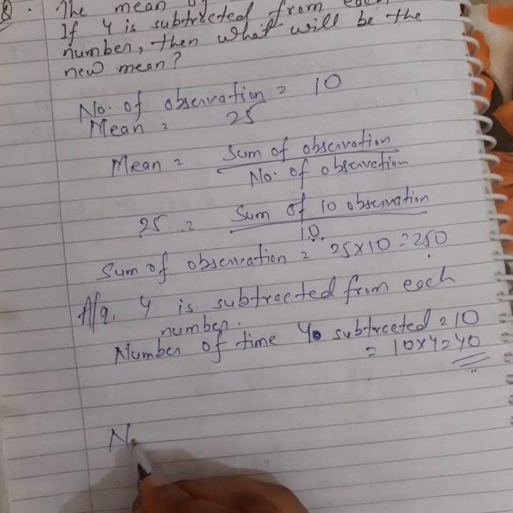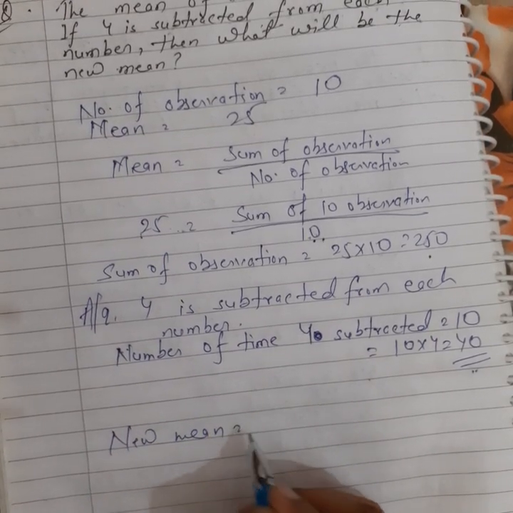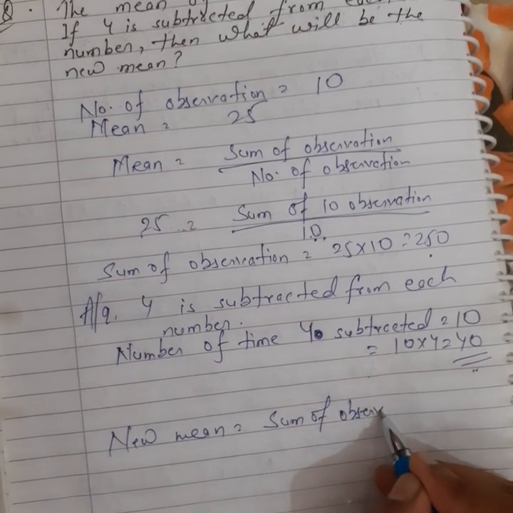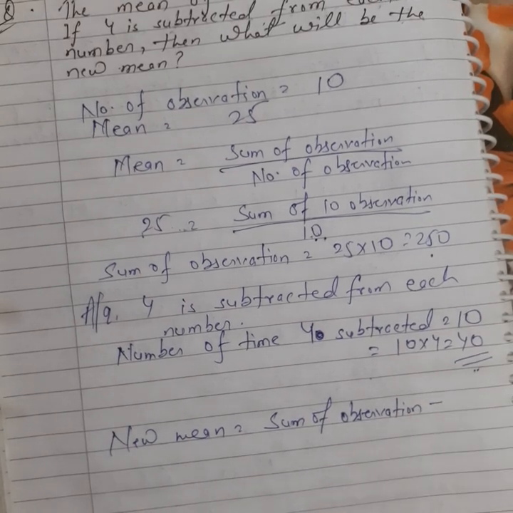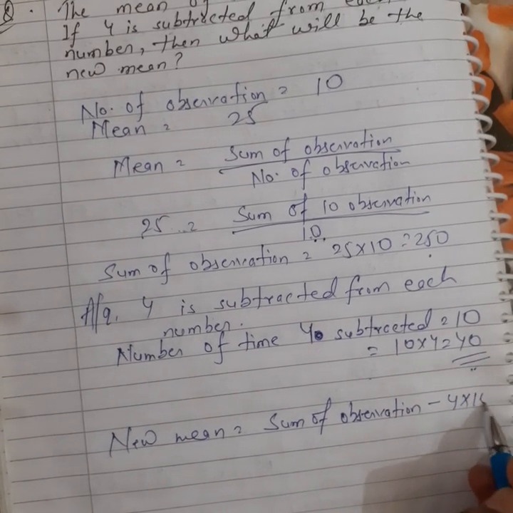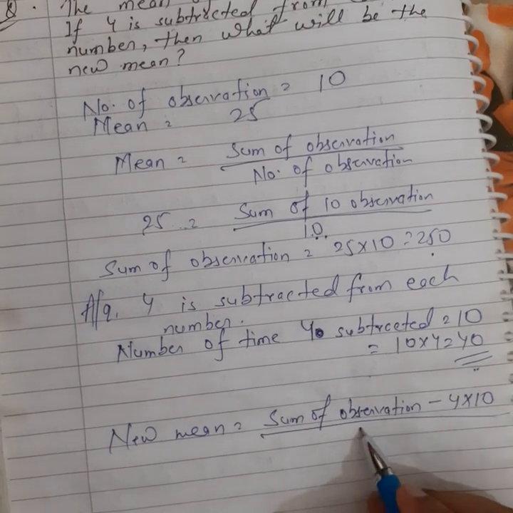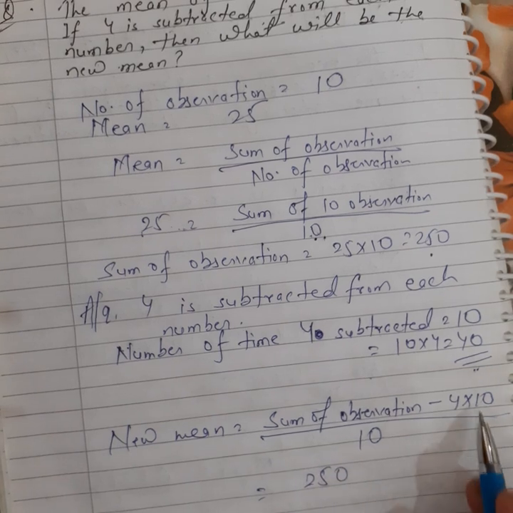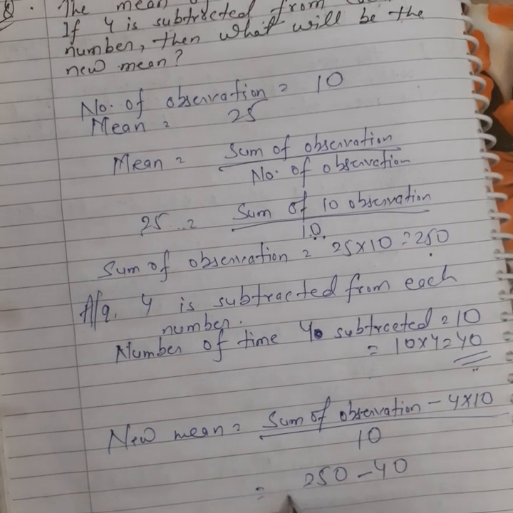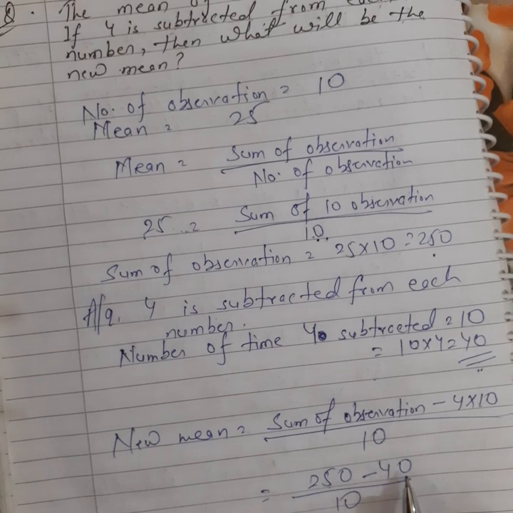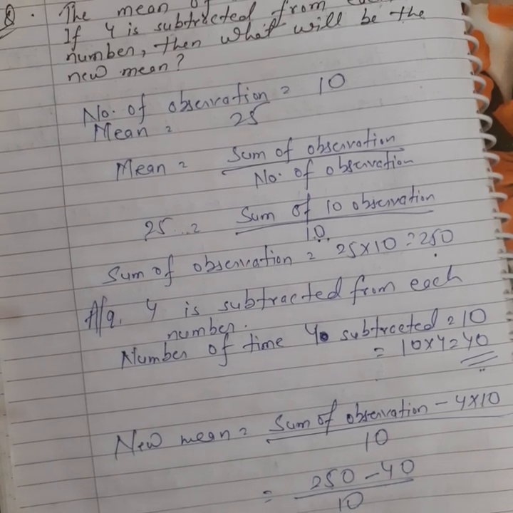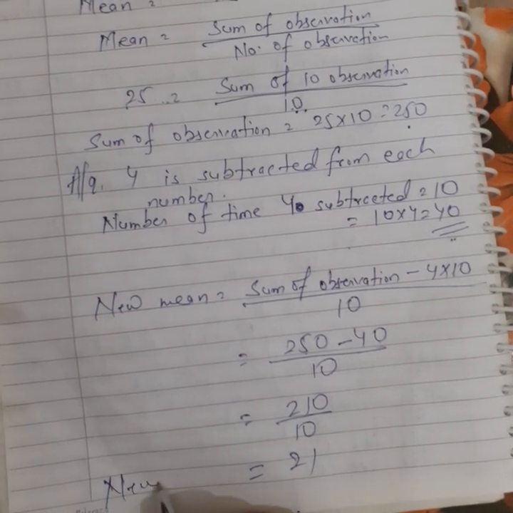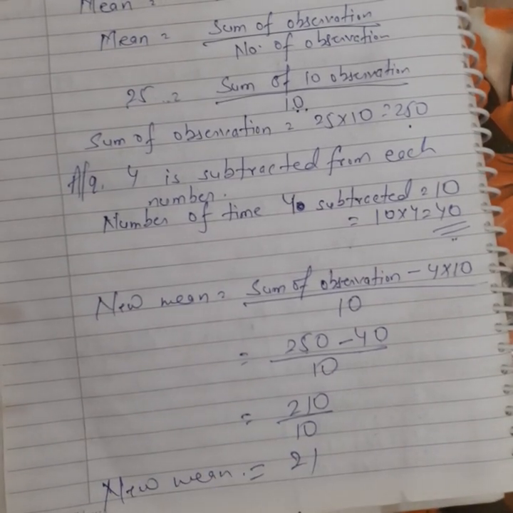So new mean is equal to sum of observations minus 4 subtracted 10 times, by number of observations 10. Now sum of observations is 250 and minus 40, by 10. 250 minus 40 we get 210 by 10. We get the new mean is equal to 21. Okay.